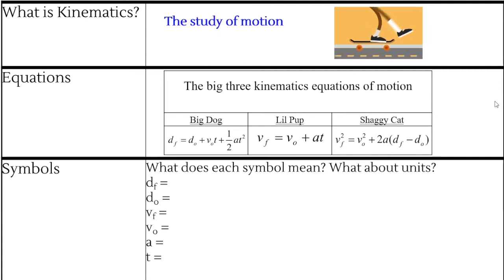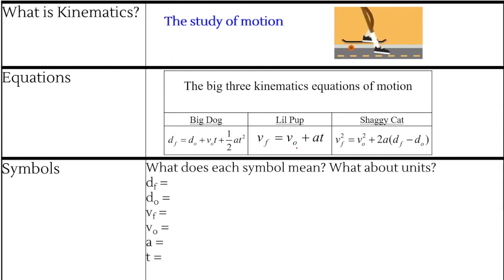But basically, kinematics is just a nice way for us to use math and physics to make educated guesses on how objects are going to move. We have three equations right here below. These three equations, we call them in this class big dog, little pup, and shaggy cat. There's really no specific reason for that other than the fact that this one over here, big dog, is kind of like our go-to equation. It's the one that we'll always try to use first when we're missing two variables because usually it can get the job done pretty well.